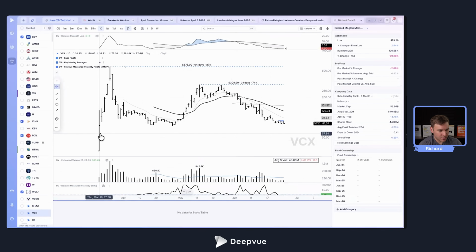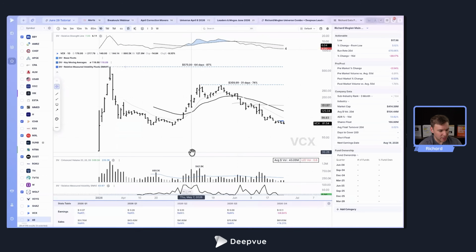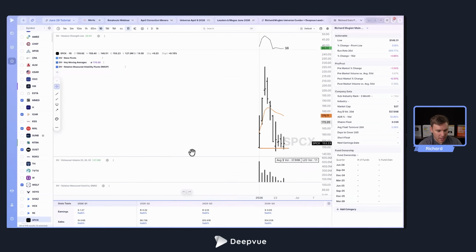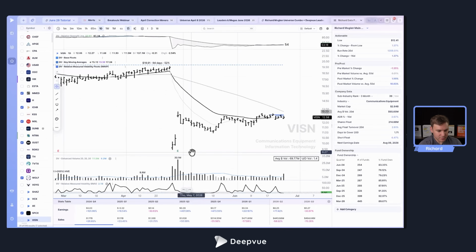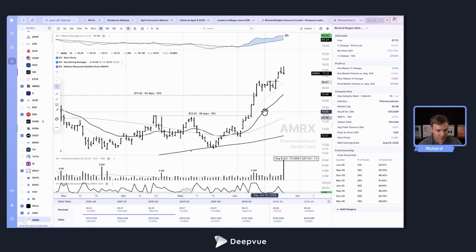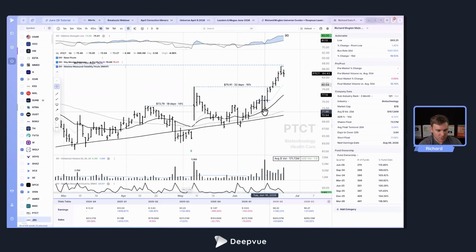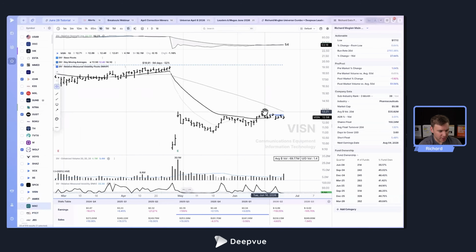VCX. Is this an ETF? This is some crazy stock. We'll leave it off. SpaceX will add. Vision. So we've got a big gap down, now consolidation. We'll add it for now, but I'm probably not going to keep this just because of the overall pattern. Or we'll just take it off. I don't want to look at it.